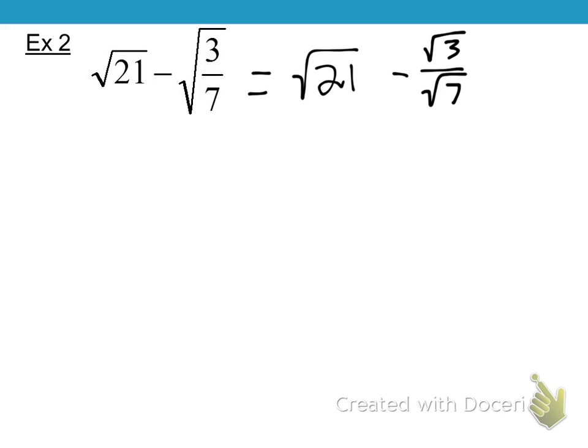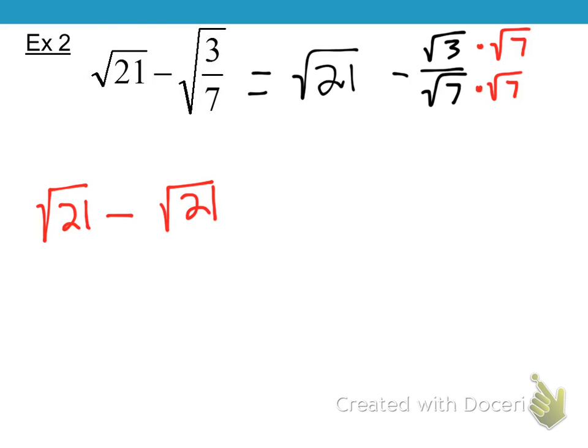Multiply by negative square root 7. Just regular. Think of it as a minus sign. So we want to get rid of the square root of 7 in the denominator. So I'm going to multiply top and bottom by square root 7. So I have the square root of 21 minus square root of 21 over, what am I going to get in the denominator? 7. Good.